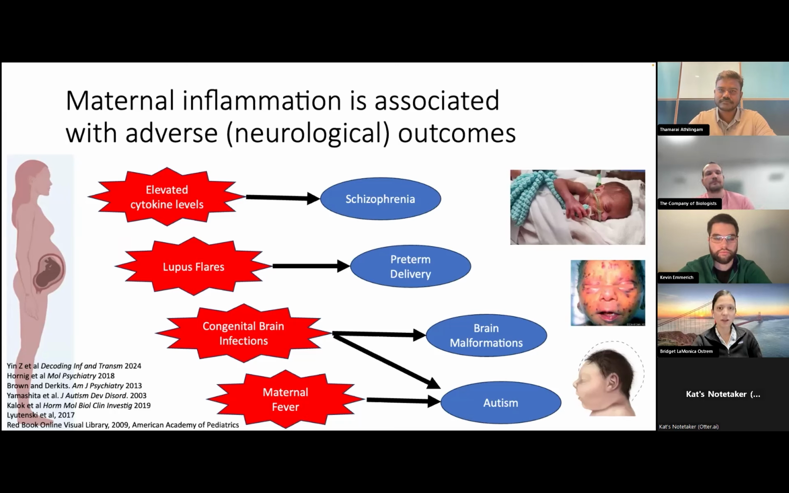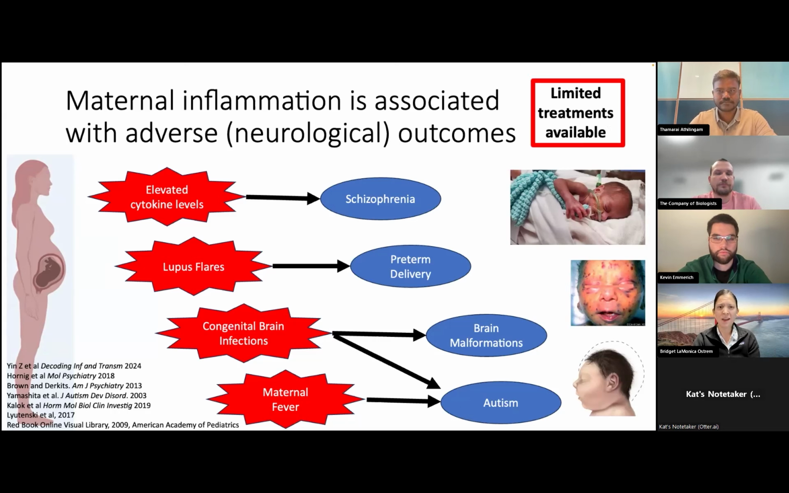So here on the screen, I've listed just a few examples. Elevated cytokine levels and maternal fever, for example, are all associated with adverse neurological outcomes in the offspring, including, for example, schizophrenia and autism. And while in certain cases we can treat specific pathogens, we can't do much about the sustained inflammatory response and the effects on the fetal brain. So that's what ultimately I hope we can change.